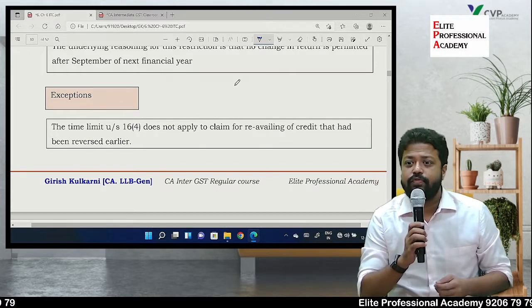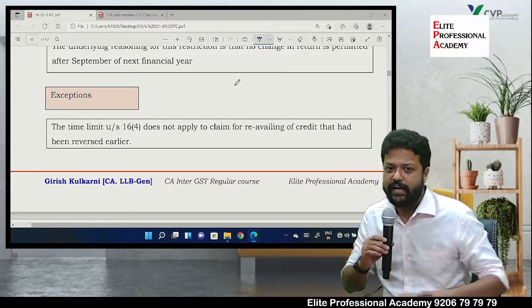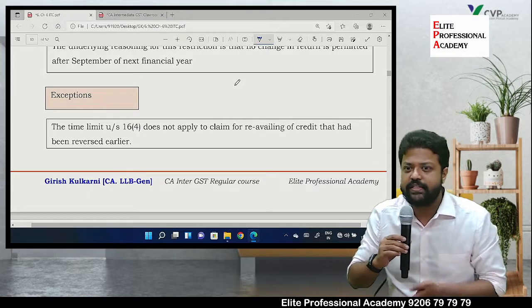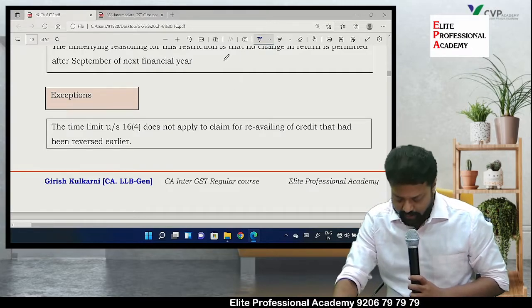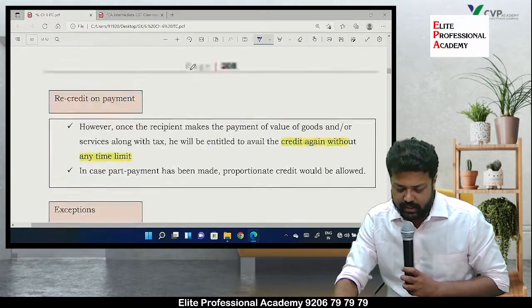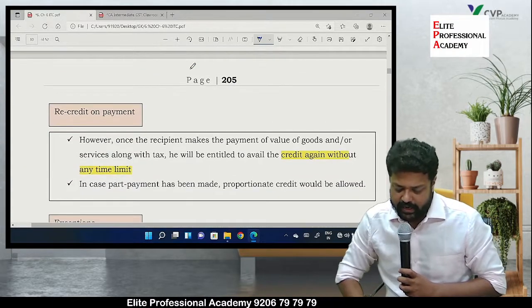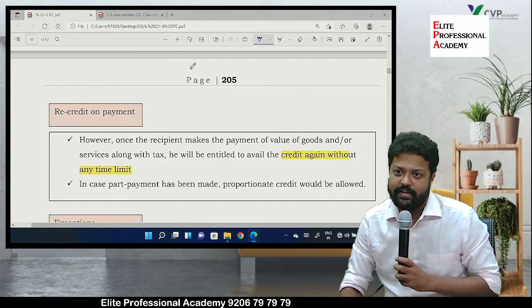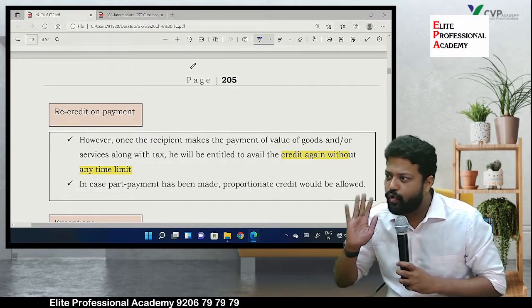Just seen the provision of 180 days, in which we have seen that it needs to be reversed and re-availed. For that, section 16.4 does not become applicable. Meaning, in simple terms, what we have seen in case of 3A, that credit again can be claimed without any time limit. This time limit is nothing but the time limit specified under section 16.4. Okay.